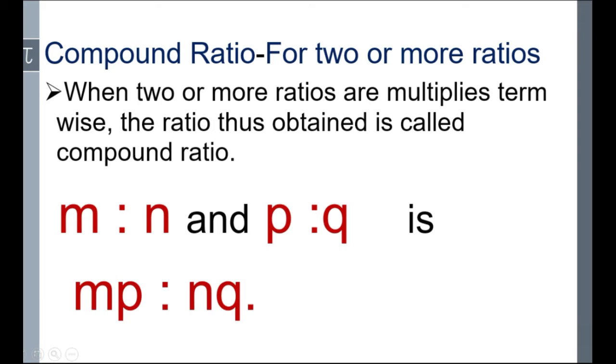Let us see what is compound ratio. Compound ratio is the ratio when we have two ratios. One is m:n, another is p:q. So how to calculate compound ratio of two ratios? We have to multiply the first term of this ratio to the first term of this ratio and second term of this ratio to second term of this ratio. So by multiplying m into p, we get mp:nq. This is the compound ratio of two ratios, right?